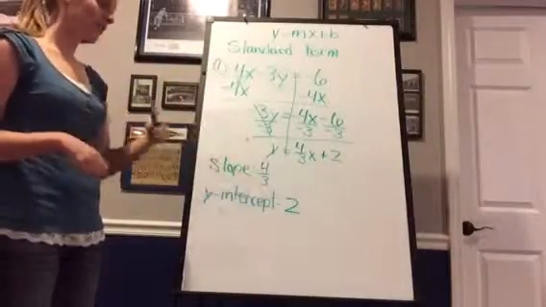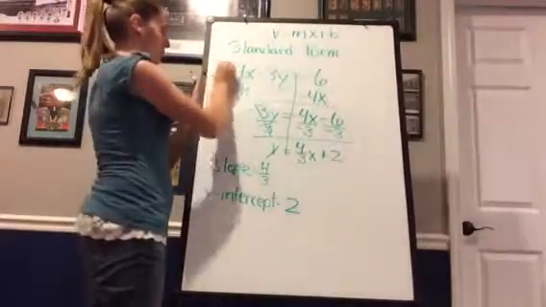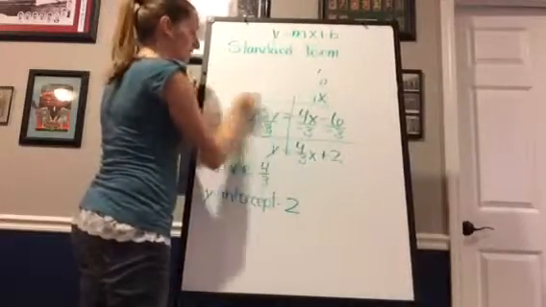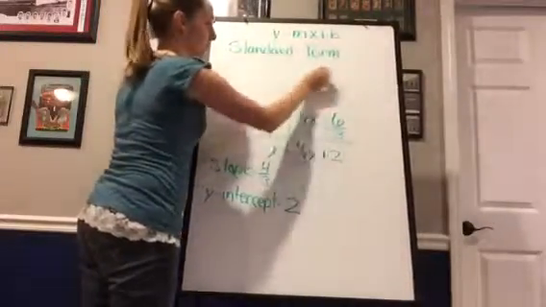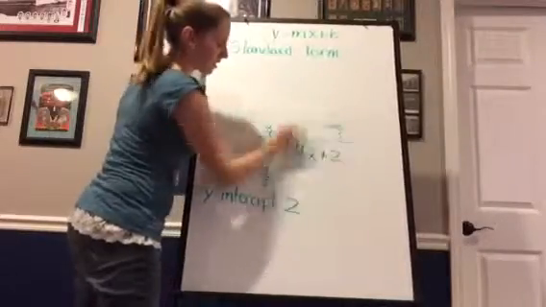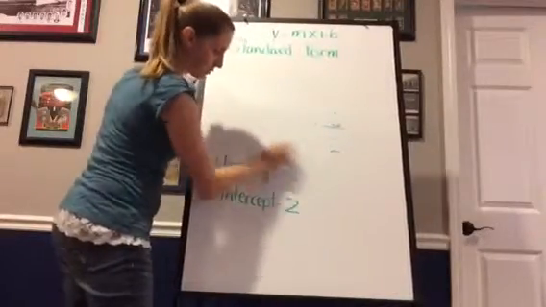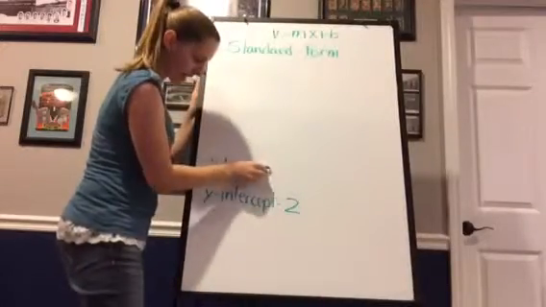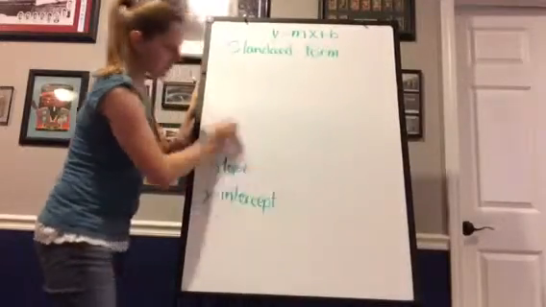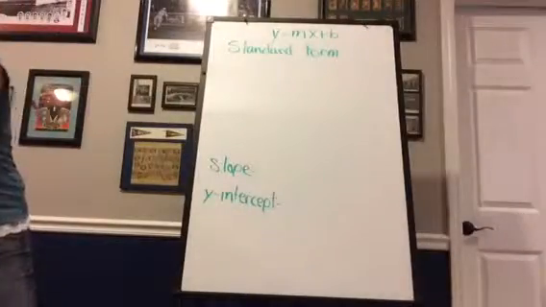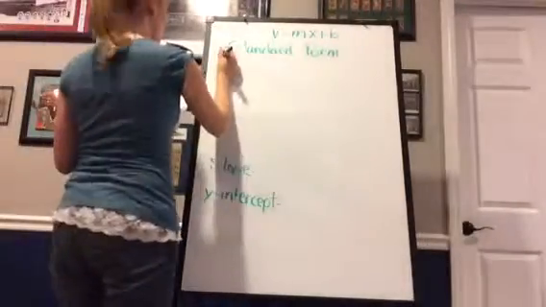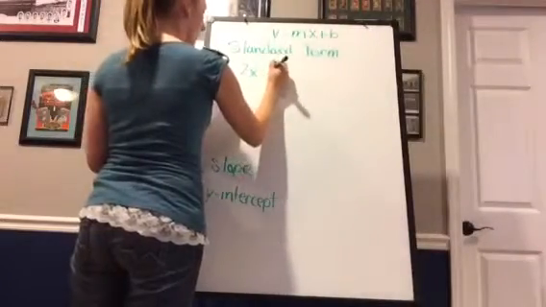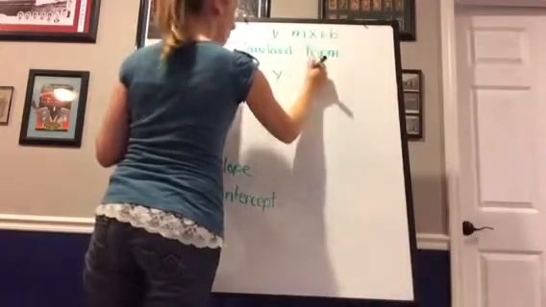So we had to do all this work. We had to solve it for y for us to be able to figure that out. The original problem did not give us the slope or the y-intercept, so we had to solve it to find both of those. Okay, so let's go ahead and take a look at number 2, and we're just going to keep practicing those steps. So number 2 is 2x minus y equals 4.